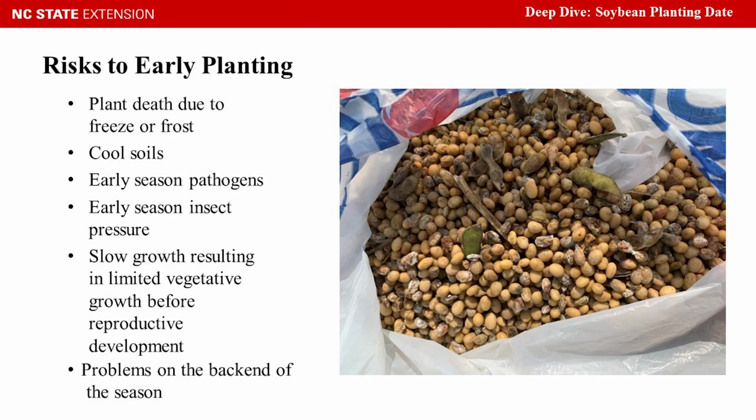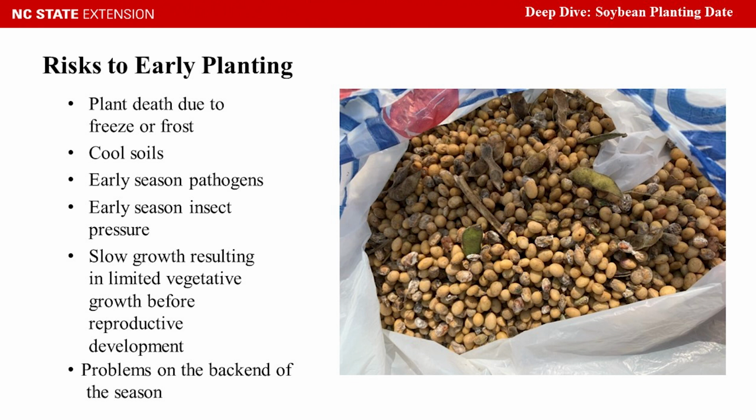And I think one of our biggest yield limitations from these early planting situations is, in fact, that we get less vegetative growth than you do with a more moderate planting situation before the beans move into reproductive development. And that is totally counterintuitive.